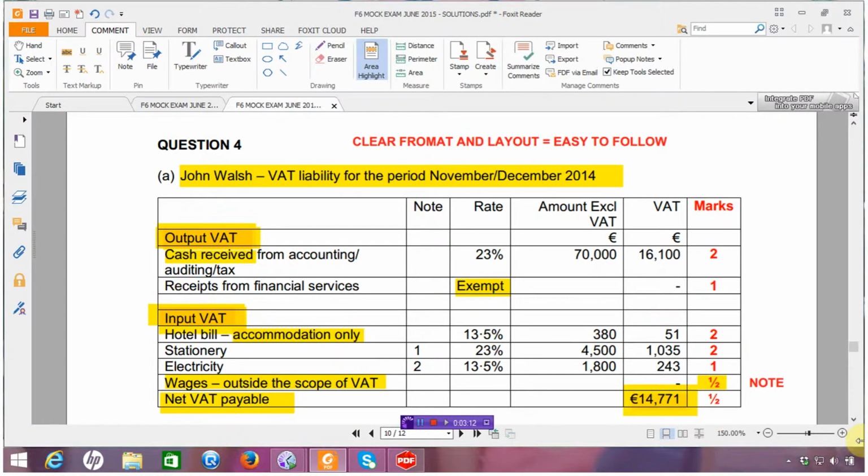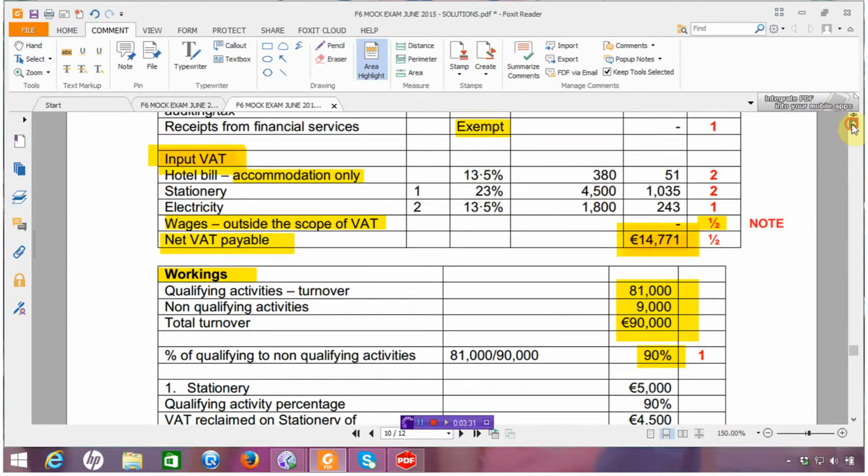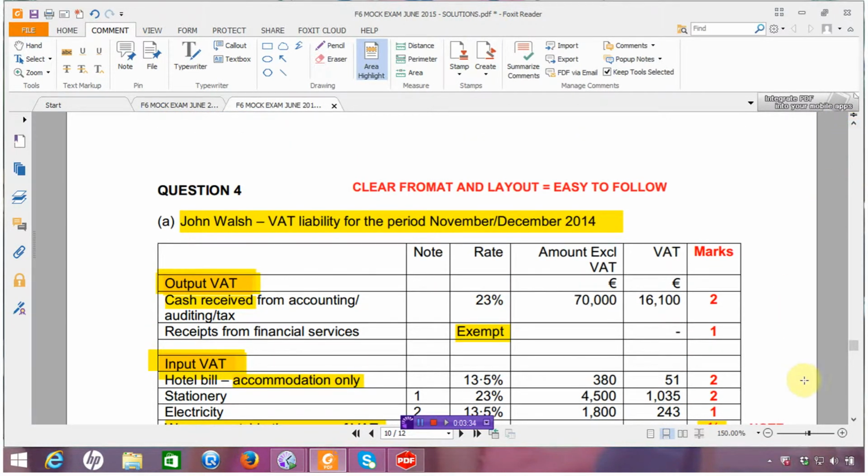And moving down the page, you'll see, just scanning it before we go through the detail, that they do what they asked us to do, or what they asked you to do indeed, is that they do give a net VAT payable. I've seen students do work within VAT questions, but not remember to actually provide a net payable figure to the marker, to the examiner. Okay, so make sure you do that.